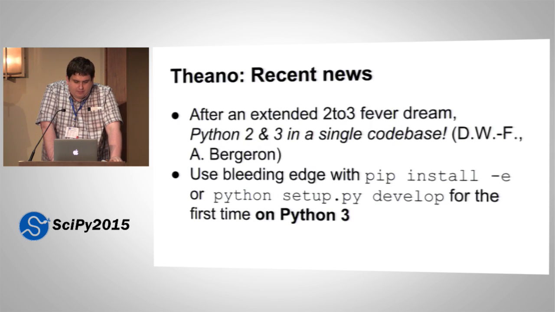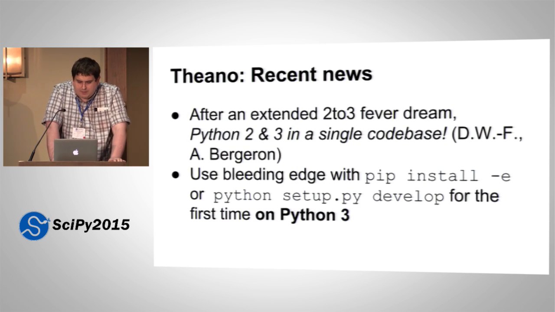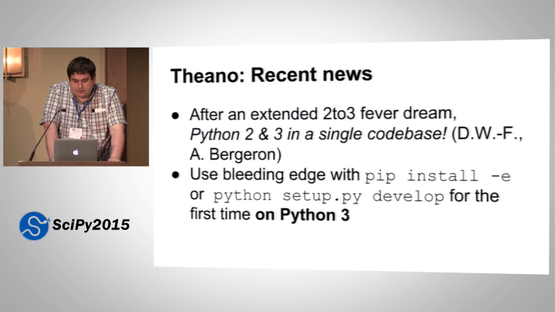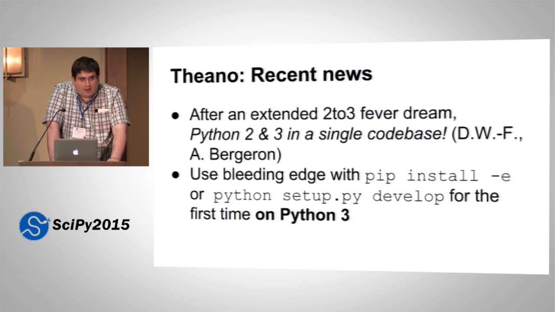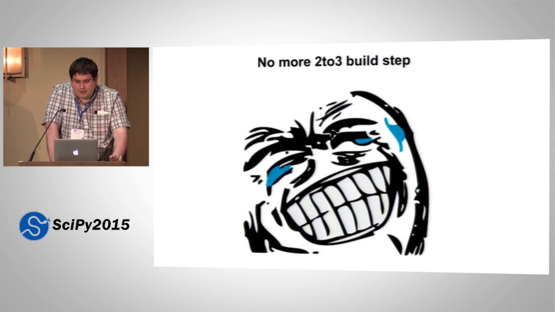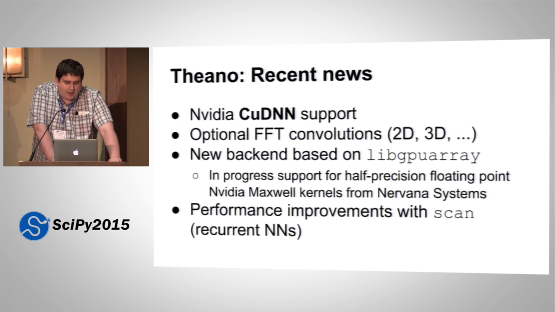And so recent news, the thing that I'm most excited about, partly because I was involved in it, is that we no longer have a 2 to 3 build step for Python 3. There is a single code base, meaning you can run the bleeding edge version right from a Git clone, which is kind of important because this is a fast-moving library. So yeah, this made me cry tears of joy when it finally got merged.